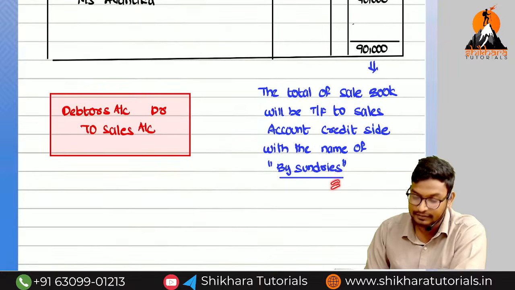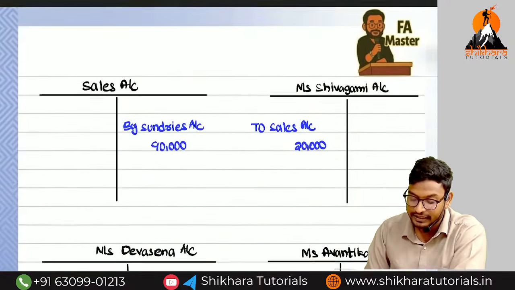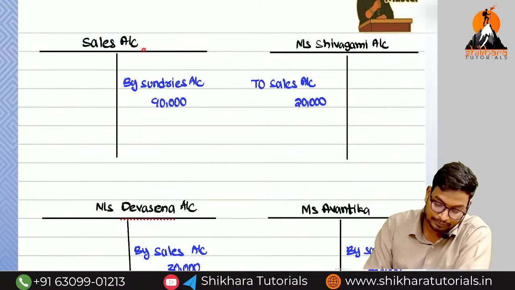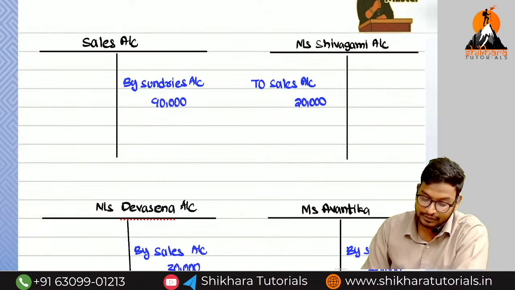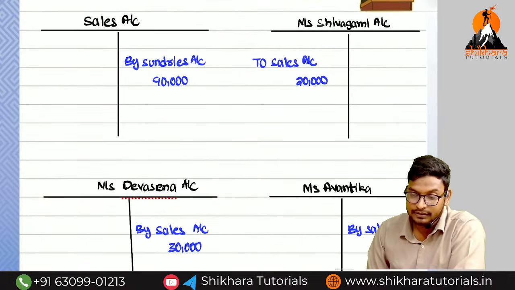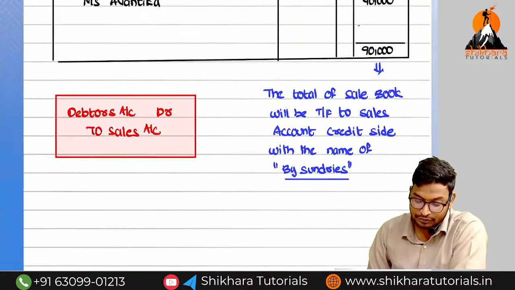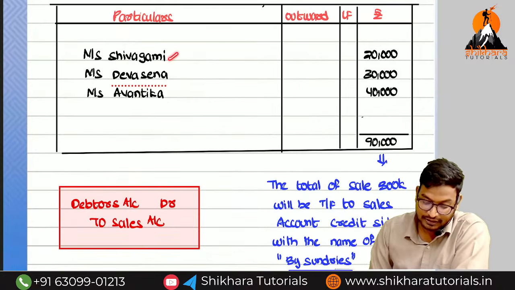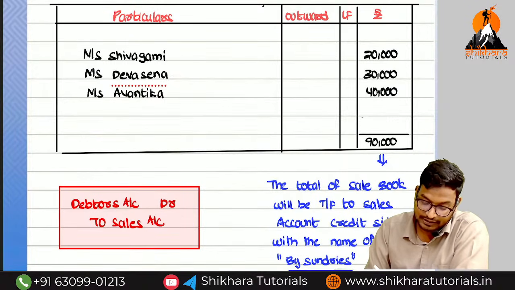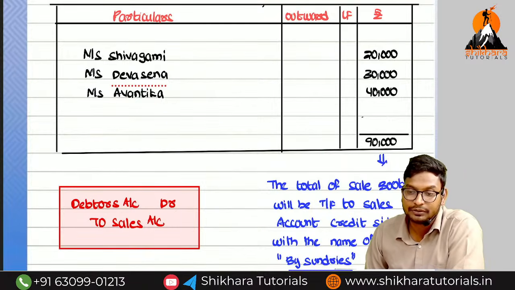What is the name? By sundries. So we need to open how many accounts? We need to open the 4 accounts. What are the 4 accounts? Simple. Sales account, Mr. Shivagami account, Miss Devasena and Miss Avantika. So what is the entry? Normally you need to pass: Shivagami account debited to sales account, Devasena account debited to sales account, Avantika account debited to sales account.